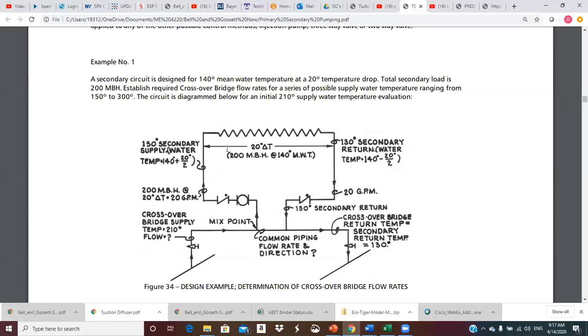Divided by 500, that's our constant, divided by 80, and voila, we get 5 GPM. So we would be supplying 5 GPM into the crossover bridge from the supply main. That 5 GPM would get pulled up into the secondary, and we would have 15 GPM then through the common pipe coming in the reverse direction, mixing at that T on the left on the common pipe, and that should adjust the temperature to 150 going up through the secondary.